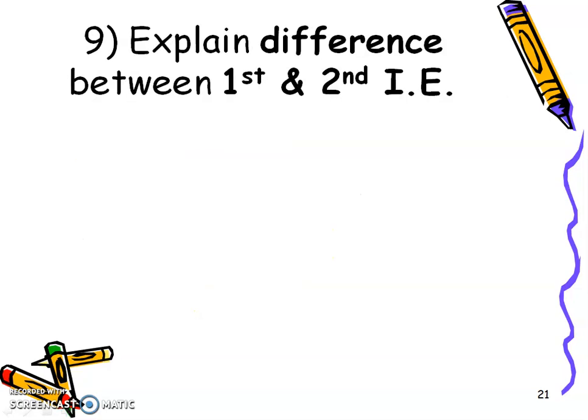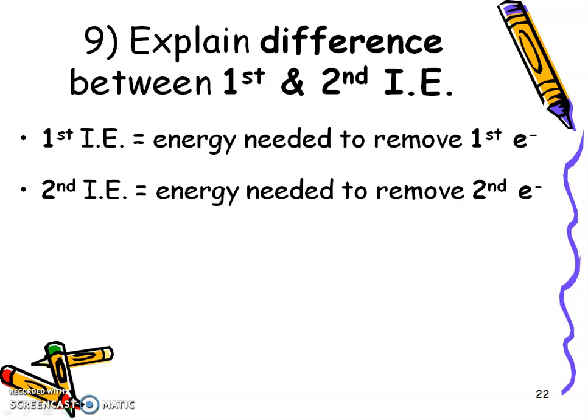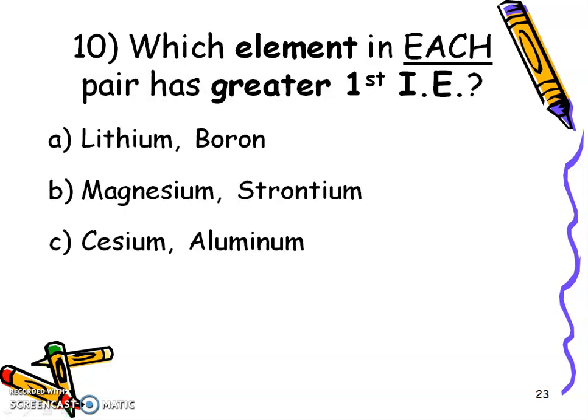And number 9. IE stands for ionization energy. So what would be the difference between the first ionization energy and the second ionization energy of an atom? Again, pause and hopefully that makes sense. And I want to remind you that however many electrons a particular atom has, that's how many ionization energies it would have, because there's an ionization energy associated with every single electron in that atom.